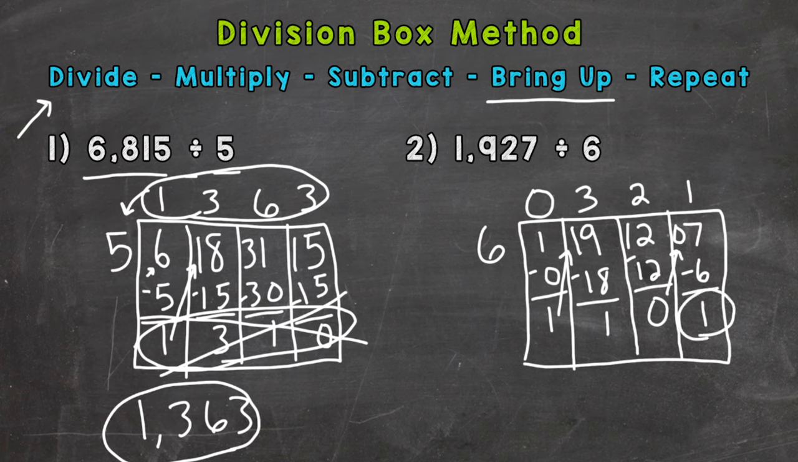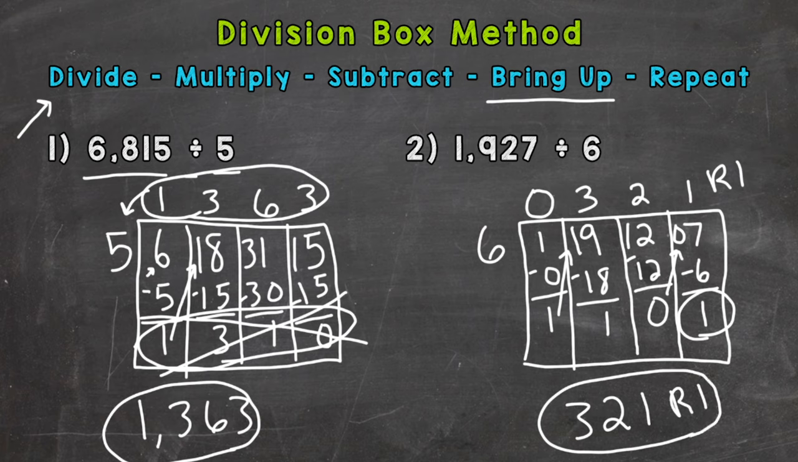So that 1 there is going to be our remainder. So we get 321 remainder 1. I'm going to rewrite our answer here. 321 remainder 1. So there you have it. There's how you use the box method in order to solve a division problem.